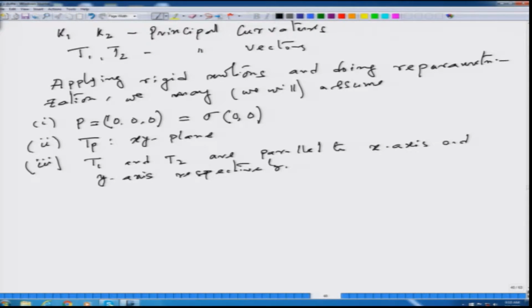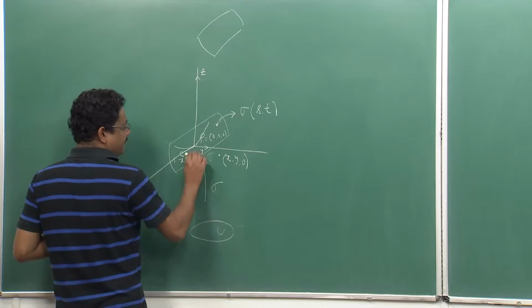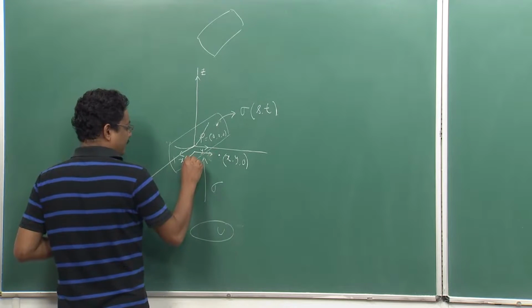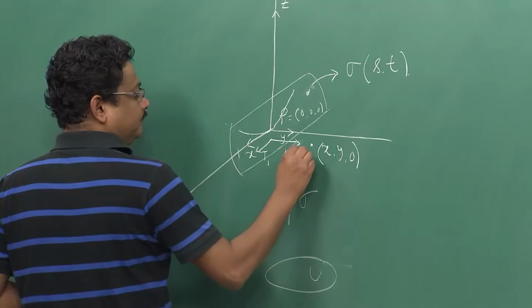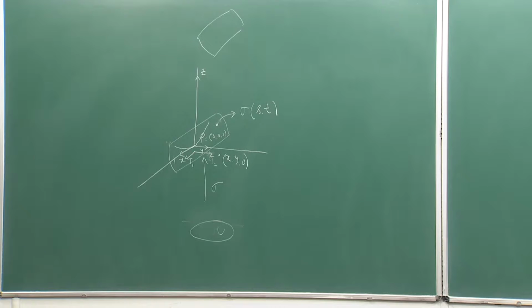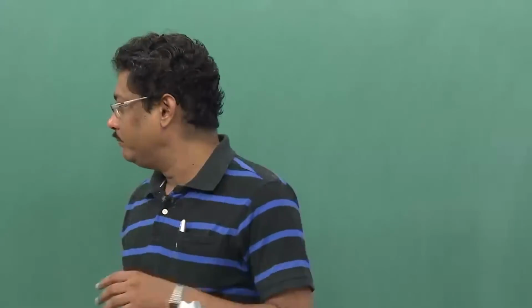Okay. They may not be the vector 1 0 0 or 0 1 0, but at that point the principal vectors are parallel to x, T1 is parallel to x axis and T2 is parallel to y axis. And T1 and T2 are perpendicular, that we know, if K1 not equal to K2.